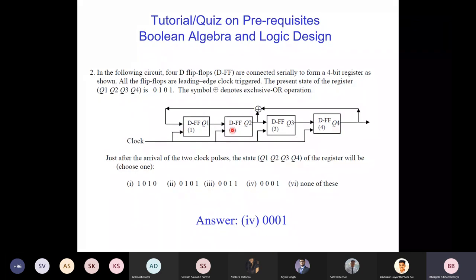From an implementation point of view, you can imagine that this is a serial connection of D flip-flops. And if I want to shift the content of the register, say 2 bits to the right, all I need to do is give 2 clock pulses here. In that case, we don't have this feedback loop, just a serial connection of these flip-flops.